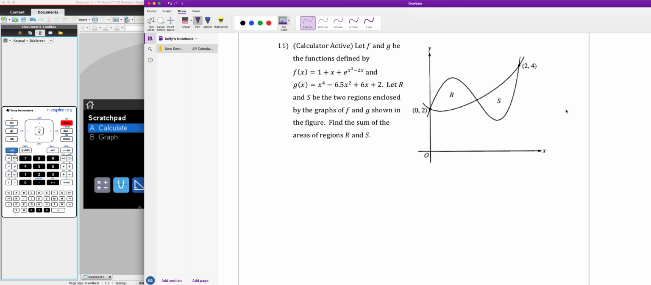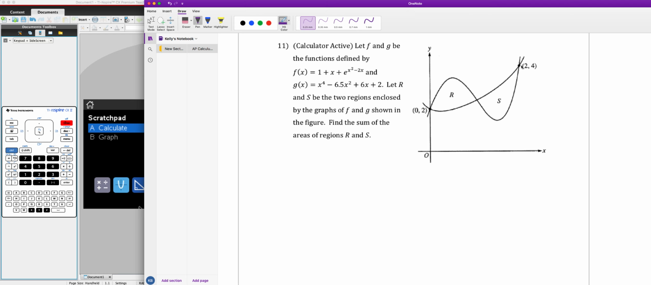Okay, this is an old free response problem. They gave us two curves, f and g. They defined them by these very lovely functions that we have here, which I'm very glad we have a calculator for. They say R and S are the two regions enclosed. So R is this first region and S is the second one. They're telling us they intersect over here at 0, 2, and that they intersect over here at 2, 4.